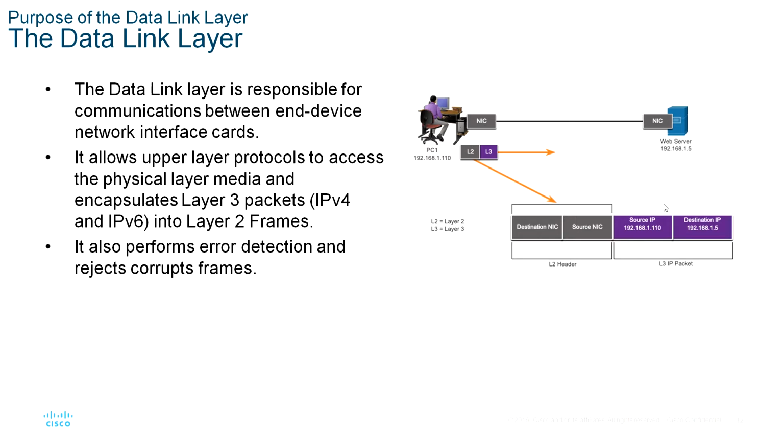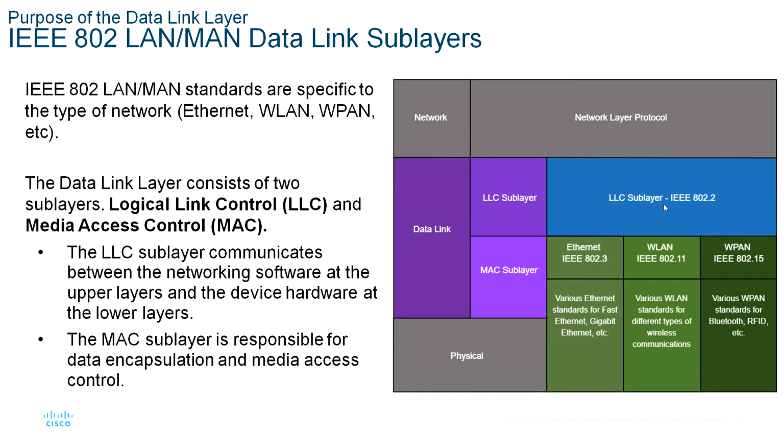The next one, IEEE 802 LAN/MAN data link sublayers. IEEE 802 LAN/MAN standards are specified for Ethernet LANs or wireless LANs, WLAN, wireless personal area networks, WPAN, and other types of local and metropolitan area networks. The IEEE 802 LAN or MAN data link layer consists of the following two sublayers. The first one, logical link control, and the second one, media access control.